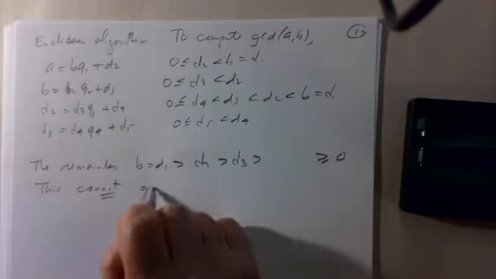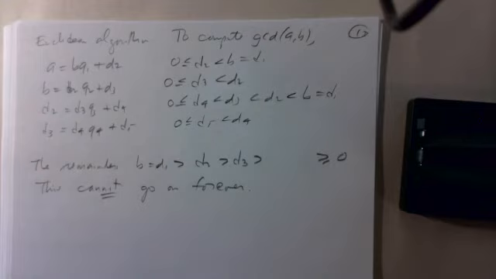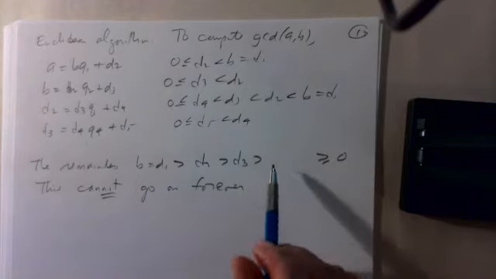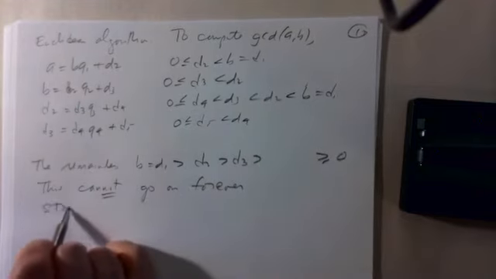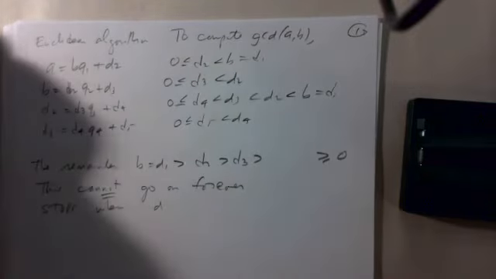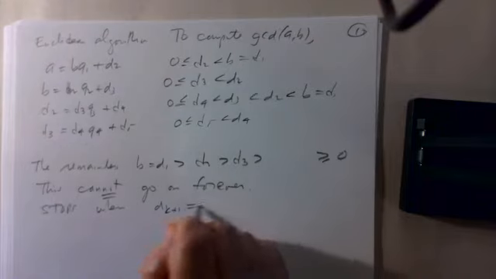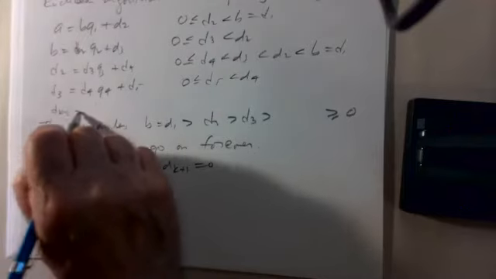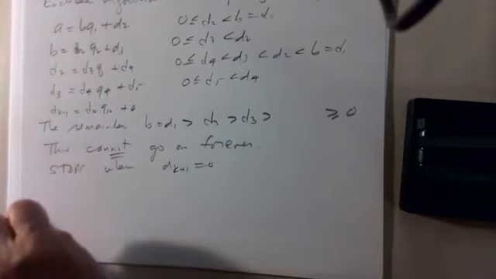This cannot go on forever. If you have a strictly decreasing sequence of non-negative integers, it has to be finite. There are only finitely many integers between 0 and B. And it stops when you get a remainder, let me see what notation I used in the notes that I'm going to send out, D sub k plus 1 equal to 0. So I continue, and I will finally get D sub k minus 1 is Dk Qk plus 0.